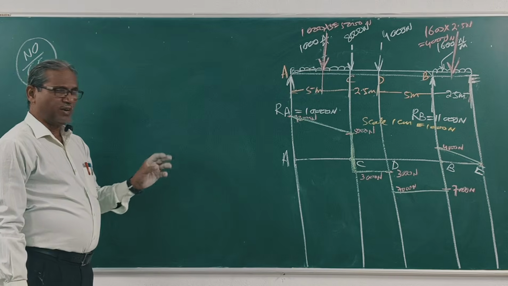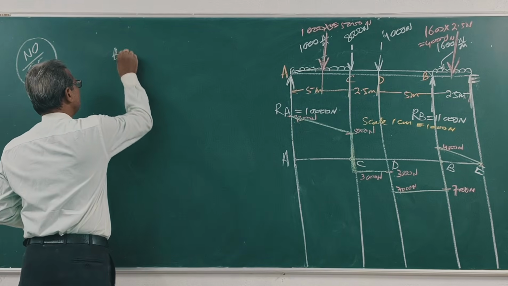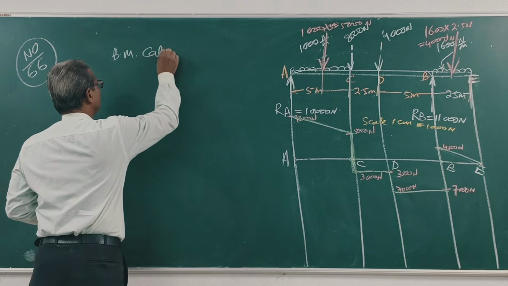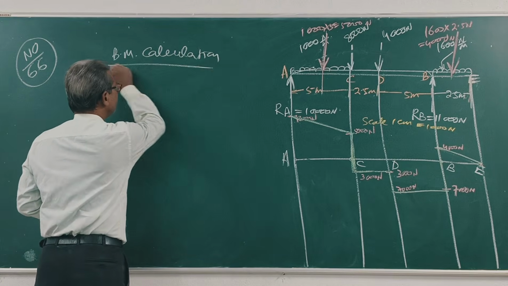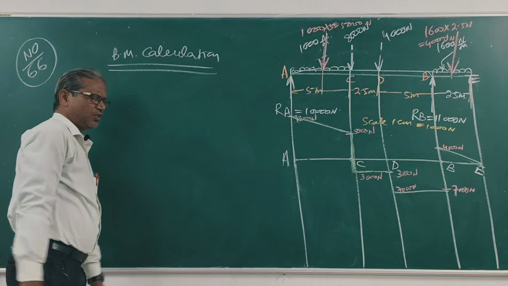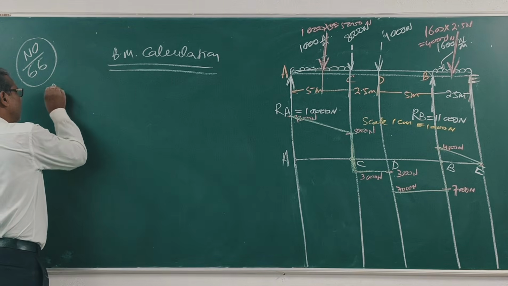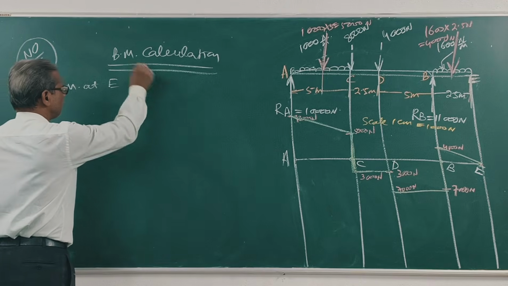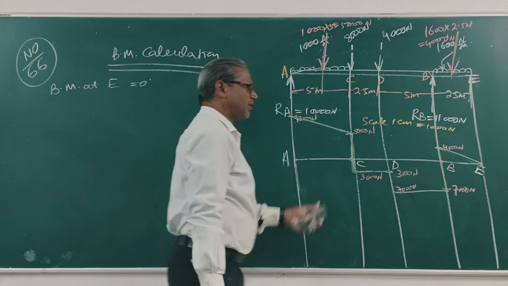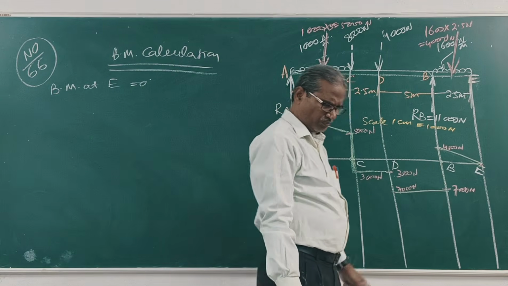Now we will do the bending moment calculation. BM at E is 0, because before that there is no force, so it is equal to 0.